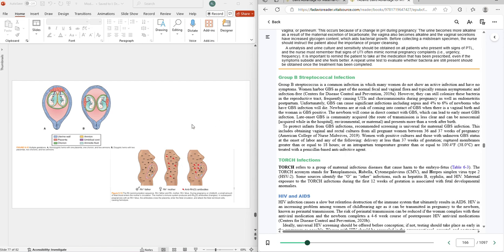Moving along. We'll come back to this picture. Group B strep, coccal infection, GBS. This is what this is, GBS, okay? This is a common infection in many women. It's a natural flora bacteria that lives in the vagina. It does nothing to the mama. It does not make the mama sick. It's kind of like if you have freckles or you don't have freckles. It's either there or it's not. It's nothing that the mama did to get GBS, but it can make the baby very, very, very sick.